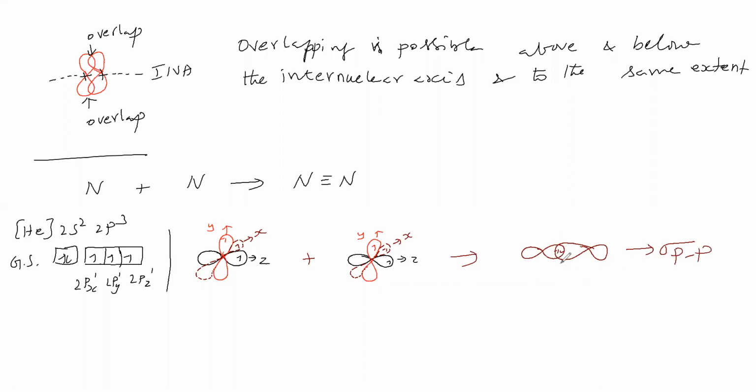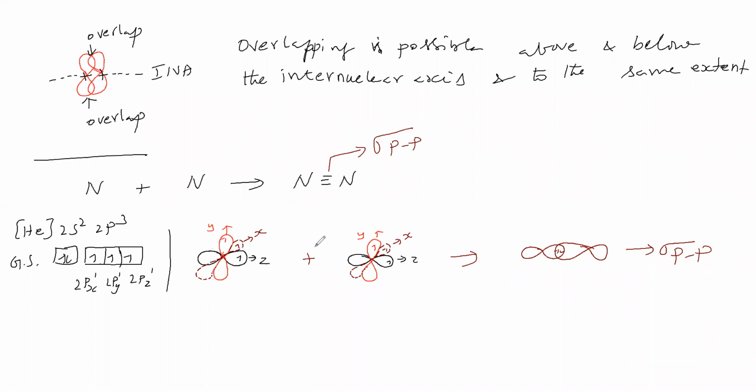This sigma bond is formed by overlapping of 2p orbitals. This part is called overlapping. This is axial overlapping, which gives a sigma bond. Therefore, in nitrogen 3 bonds are there. Out of 3, 1 is sigma, formed by the axial overlapping of pz orbitals.